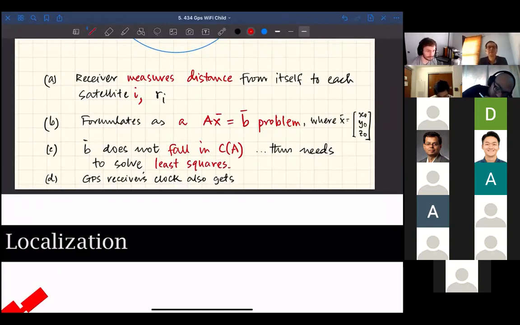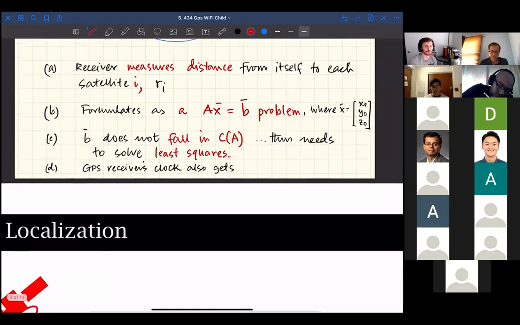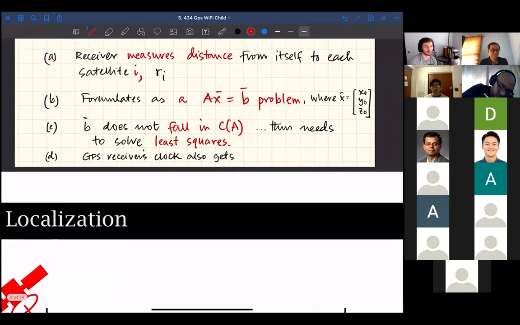I think we just mentioned this when we were doing least squares, right? So B does not fall in the column space of A. So you might as well solve the best possible projection and say that's the best estimate location that you have. Professor, I thought we had enough satellites to not have to do least squares. Sometimes it's not in the column space of A, sometimes there's not enough satellites.